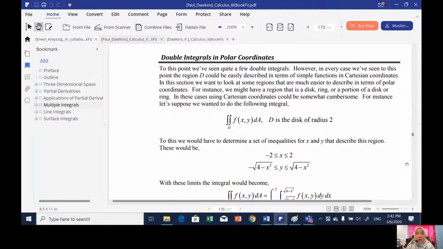Okay, so this is a recorded topic for the multiple integral. We have already started on the multiple integral, basically on double integral, right? This time you will see it in different coordinate systems. So I'm going to explain the coordinate system first before we start the double integral in polar coordinates.